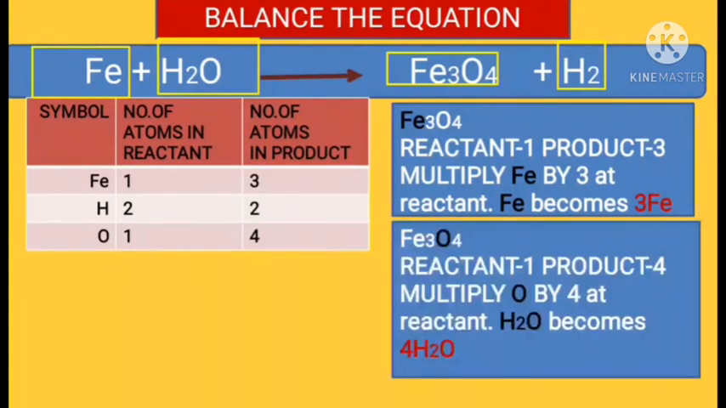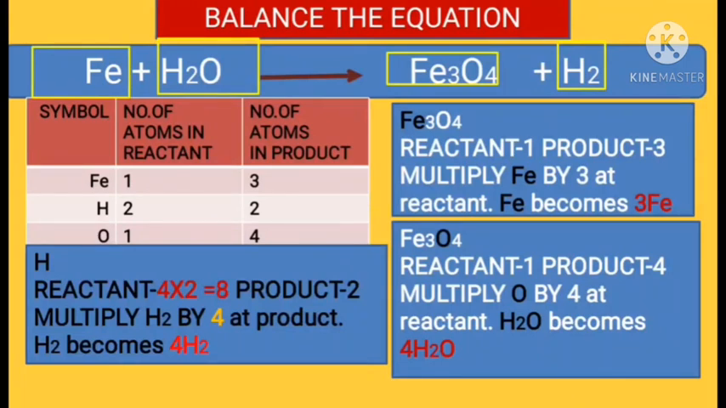Now next, in Fe3O4, we are going to balance the oxygen. While we are balancing, in the oxygen we have 1 on the reactant side and 4 on the product side. So multiply the oxygen by 4 on your reactant side. So now H2O becomes 4H2O.